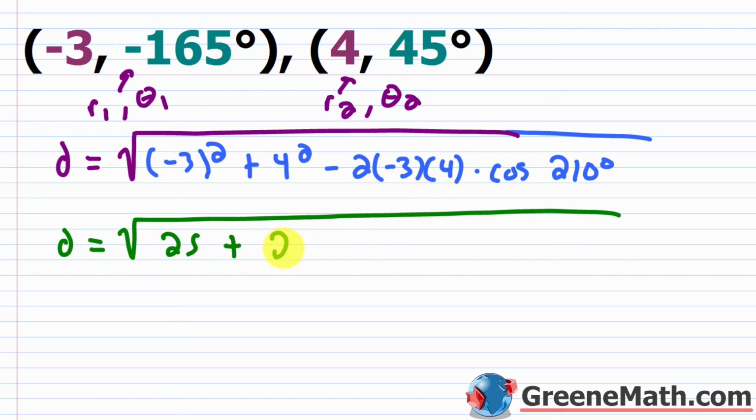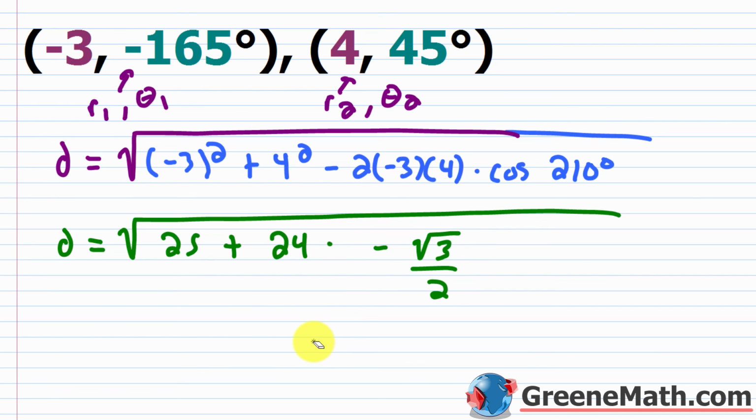So let me put plus 24 times the cosine of 210 degrees. Now, 210 degrees is in quadrant 3, so cosine's negative, and it's based on a 30-degree reference angle. The cosine of 30 degrees is square root of 3 over 2, and because we're in quadrant 3, this would be negative. So I'm going to say this is the negative of the square root of 3 over 2.